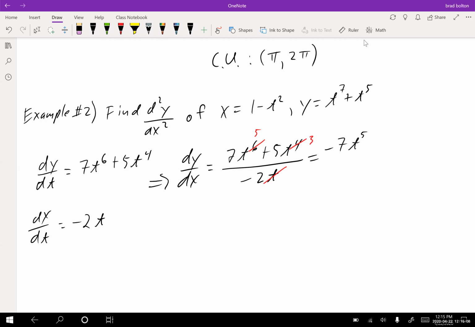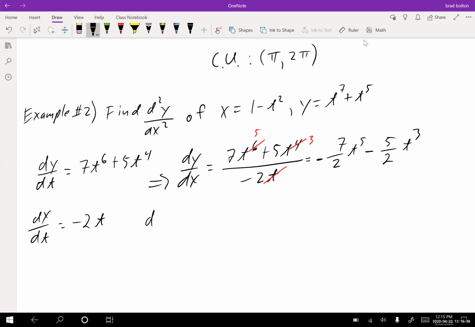We can do negative 7 over 2 t to the 5th minus 5 over 2 t cubed. I think that'll be an easier way to write it. So negative 7/2 t to the 5th minus 5/2 t cubed. Okay, so this is my dy dx.